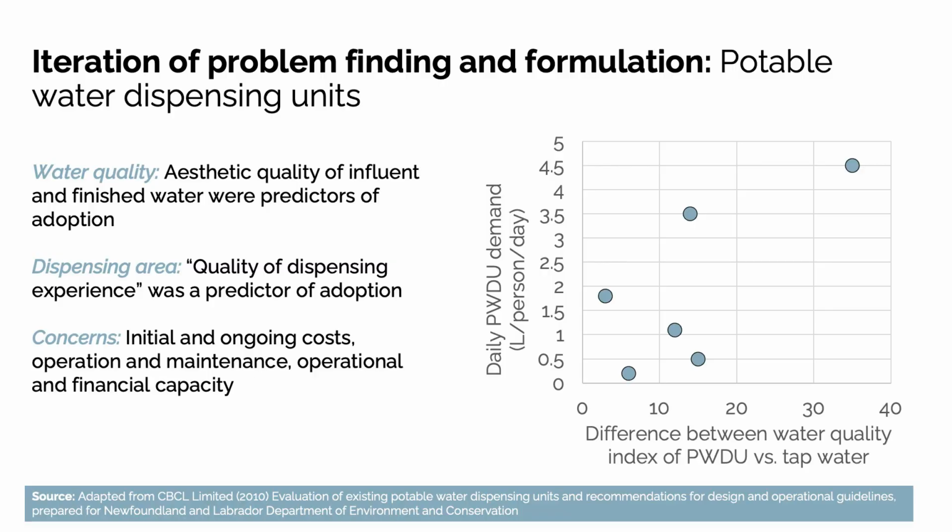So the dispensing area was also important. So was it just a pipe coming out of the wall?